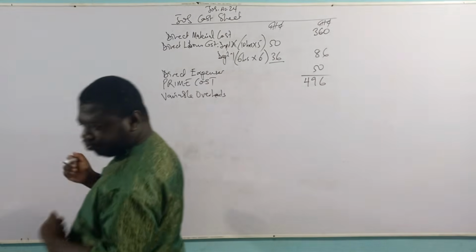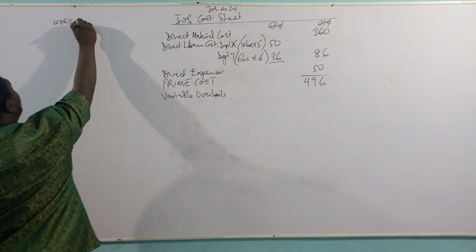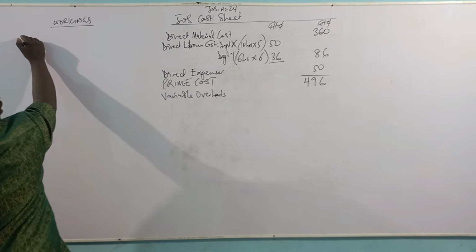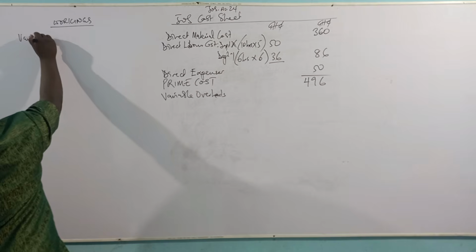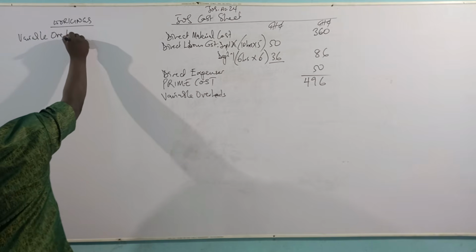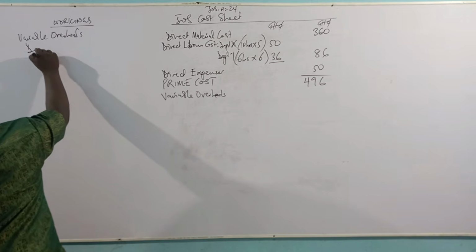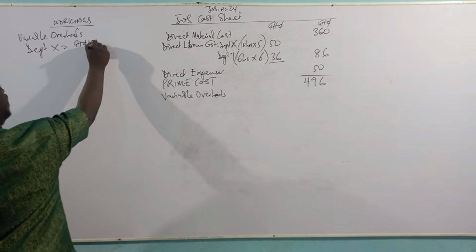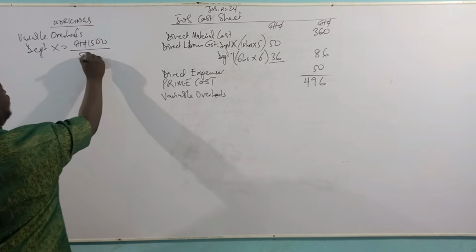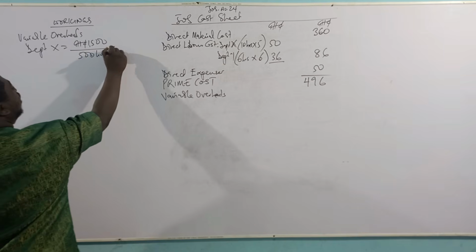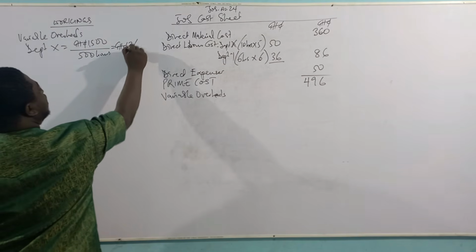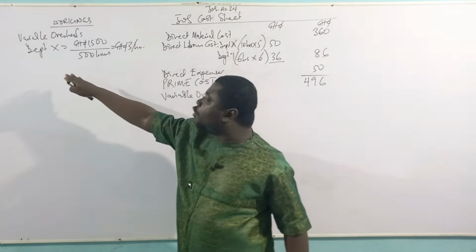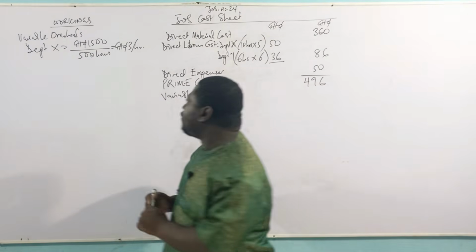And therefore, let's try and do the workings here. For variable overheads, the absorption rate for department X is going to be 1,500 Ghana cedis over 500 labor hours. And that's going to give us 3 cedis per hour. So we have 3 cedis per hour. That is for department X, using the information we have.